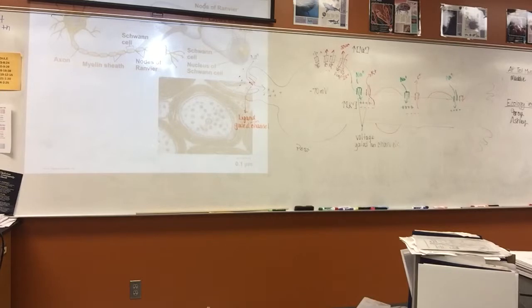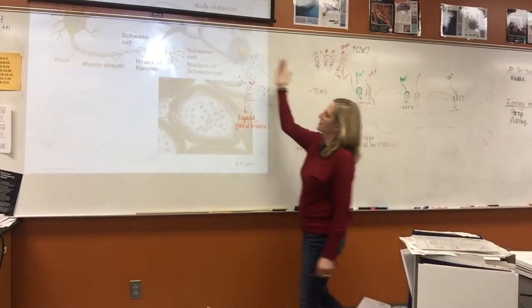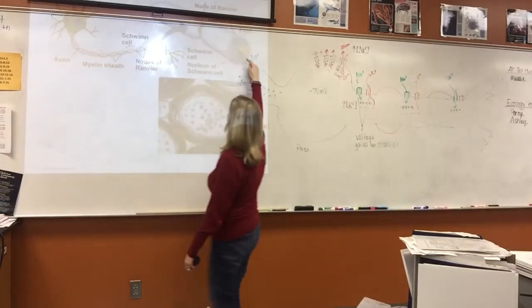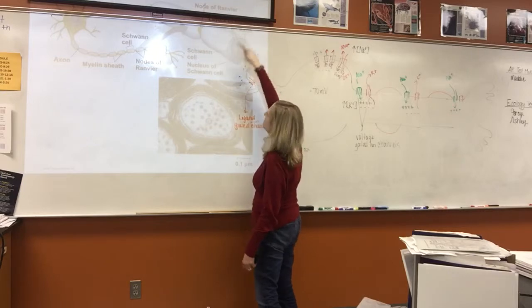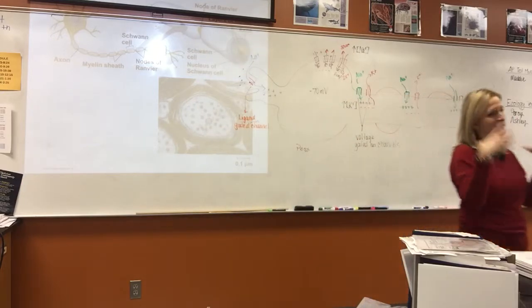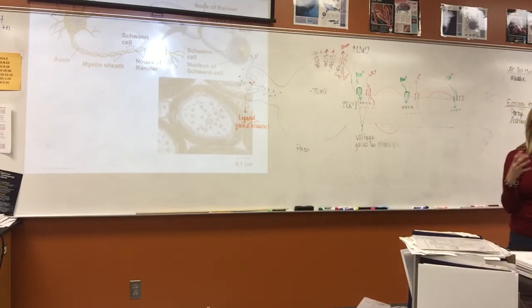So this picture here, I showed you before, but the cross section here, here's the myelin sheath, and this is the Schwann cell. Remember we talked about how the Schwann cell wraps around the axon. And the Schwann cell secretes this molecule called myelin. Myelin is like a fatty lipid substance. It doesn't conduct electricity very well.